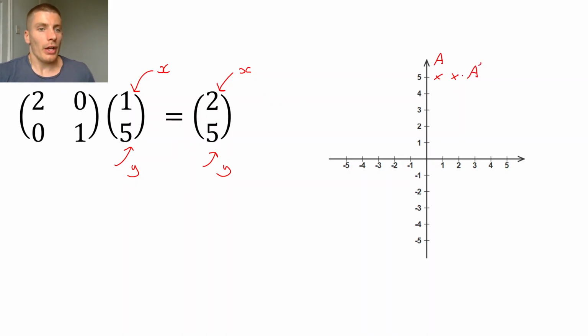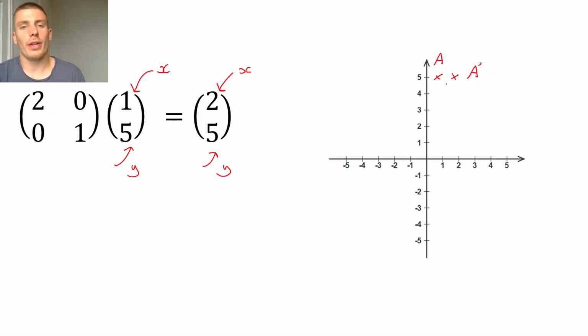So what you can see is if we take this point 1, 5 and we multiply it by this 2 by 2 matrix 2, 0, 0, 1, we get this new point 2, 5, which I've called A dash. And this is really equivalent to saying that the 2 by 2 matrix has transformed the point 1, 5 to the point 2, 5. So this matrix 2, 0, 0, 1 has transformed 1, 5 to 2, 5.